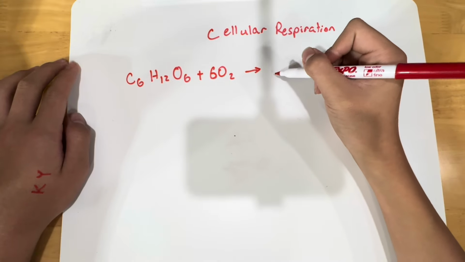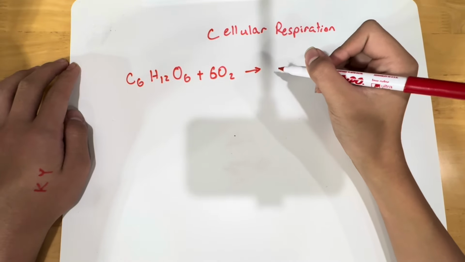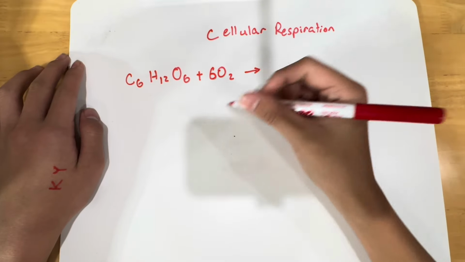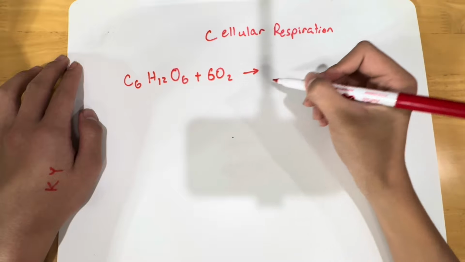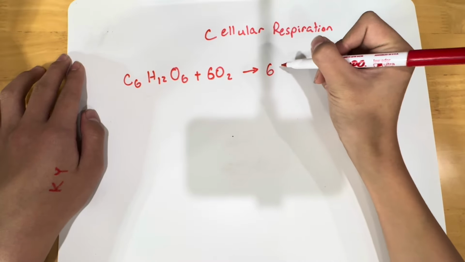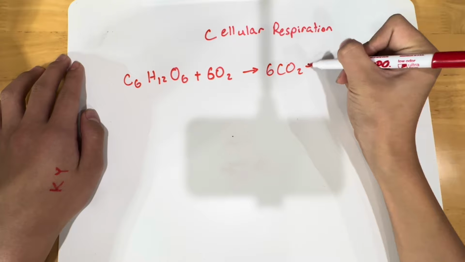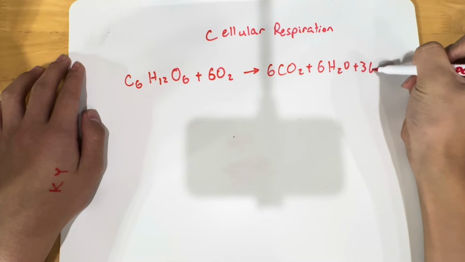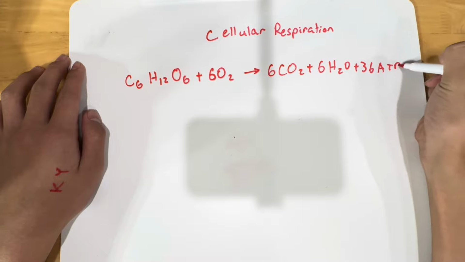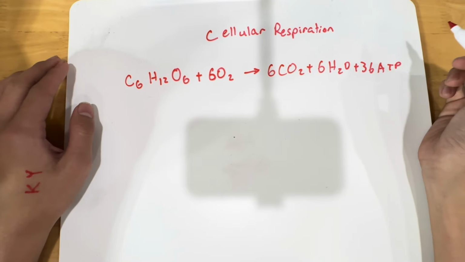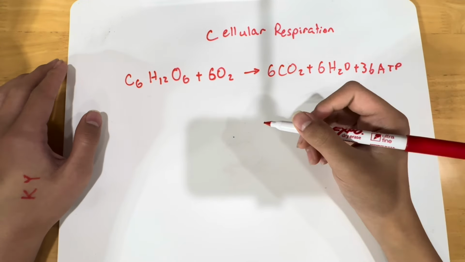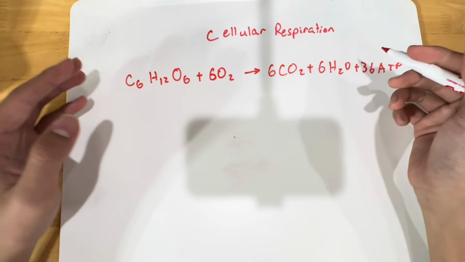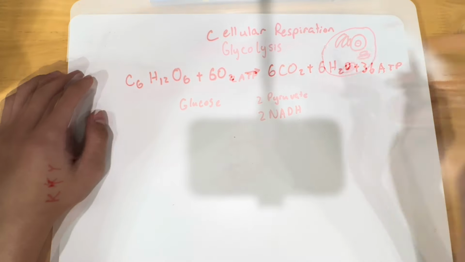Cellular respiration is the process of producing ATP from glucose. Cellular respiration takes in glucose and 6 oxygen molecules and creates 6 carbon dioxide, 6 water molecules, and approximately 36 ATP. The main stages of cellular respiration are glycolysis, the Krebs cycle, and the electron transport chain. Each stage produces some of the reactants of the next.